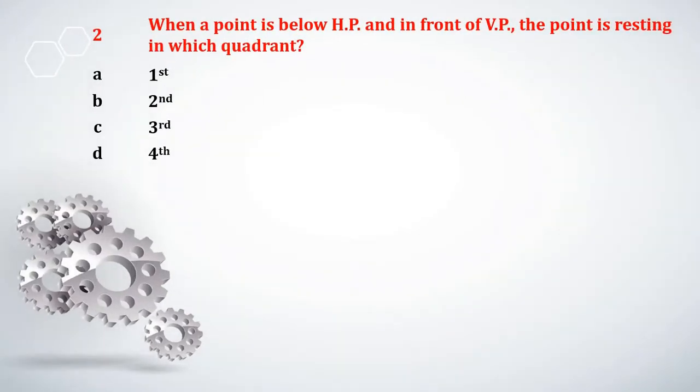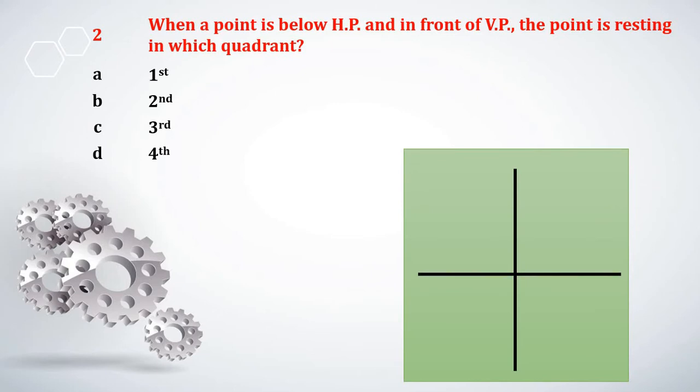Then second question, again a similar type of question is given. When a point is below HP and in front of VP, the point is resting in which quadrant? Option A, first quadrant, option B, second, option C, third, and option D, fourth quadrant. Again we are going to draw this with the help of the diagram and find out the answer.